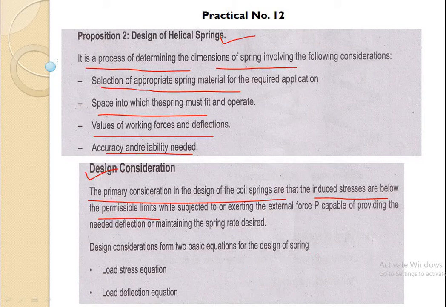Now we have to design the spring by taking into two considerations. First is the load stress equation and second is the load deflection equation.